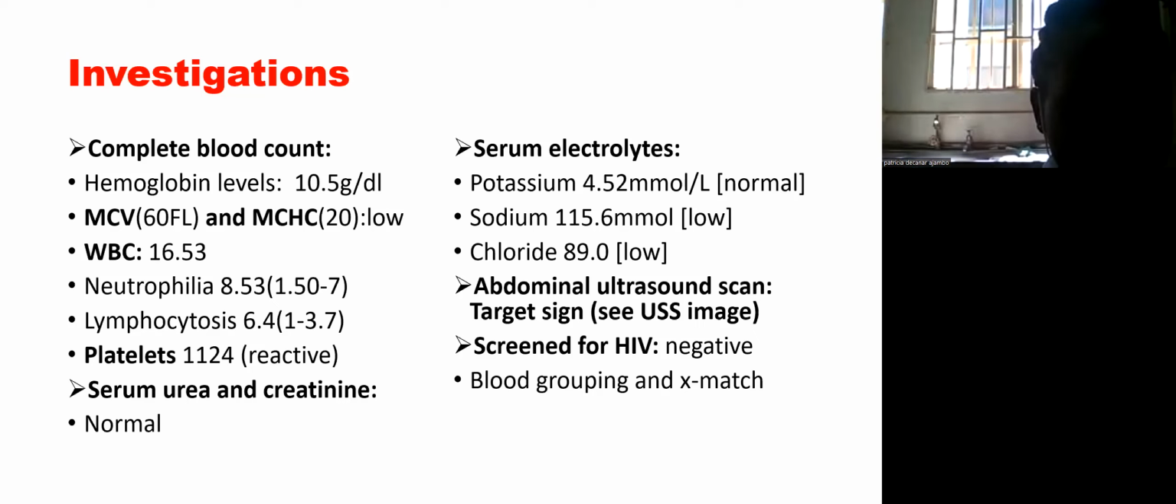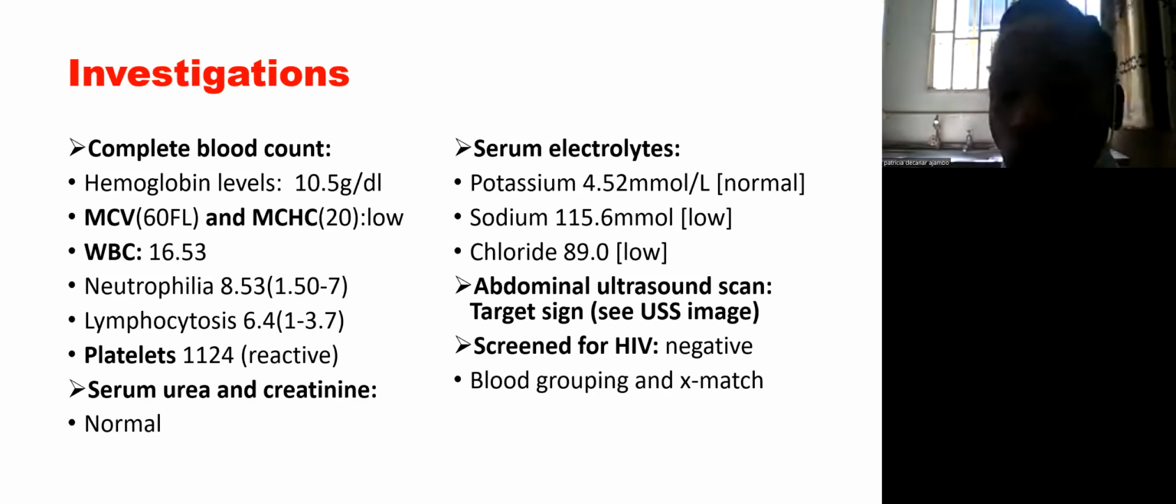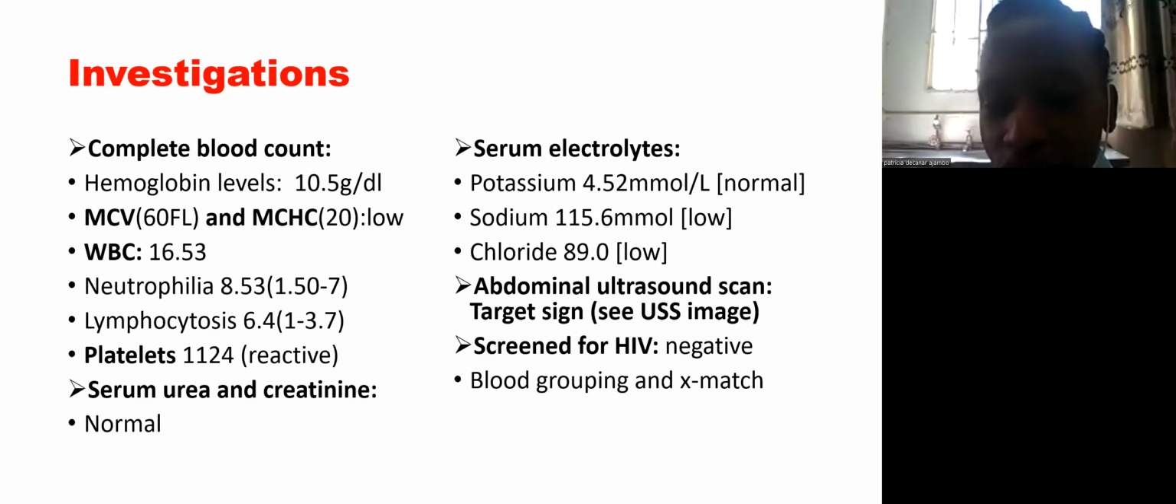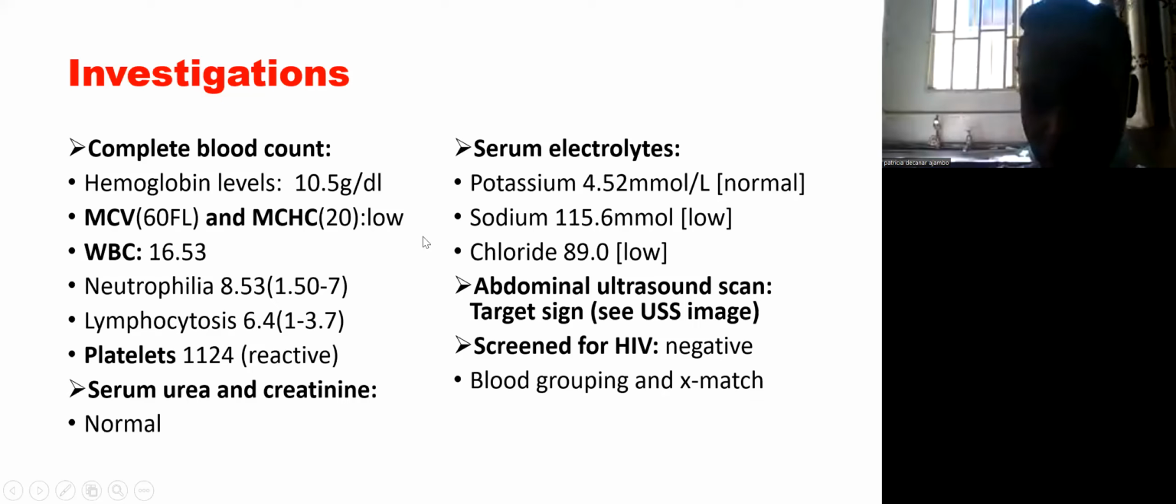The serum urea and creatinine were normal. We also did serum electrolytes, where the potassium levels were normal. The sodium and chloride levels were low. And we also screened the child for HIV, which was negative. We did blood grouping and cross-match to book blood for intraoperative or postoperative use.